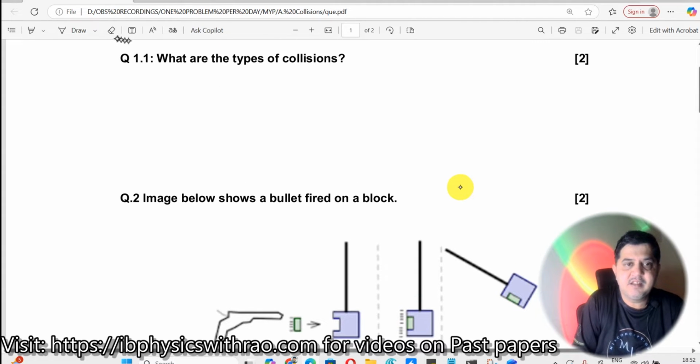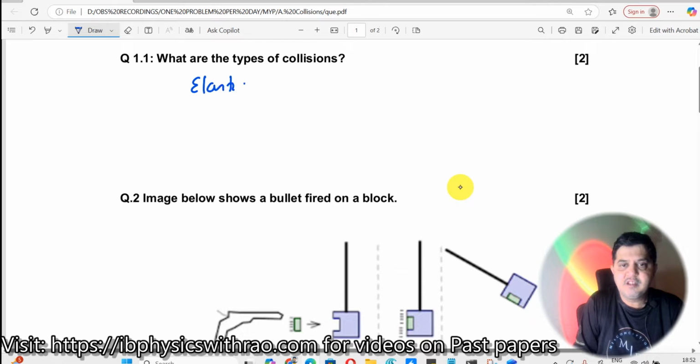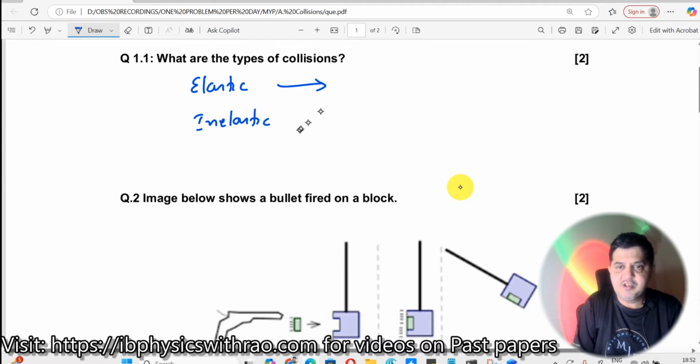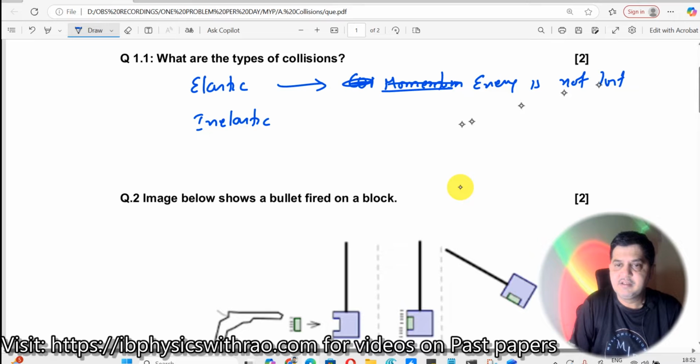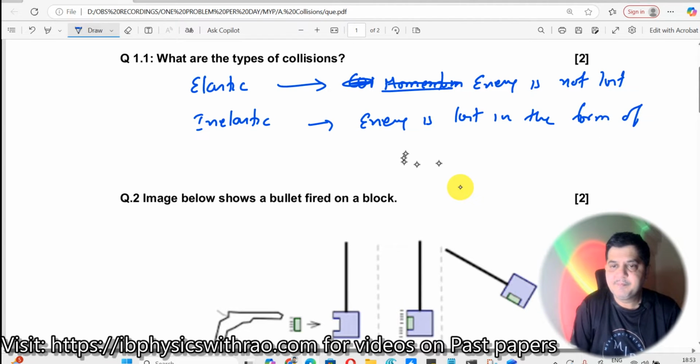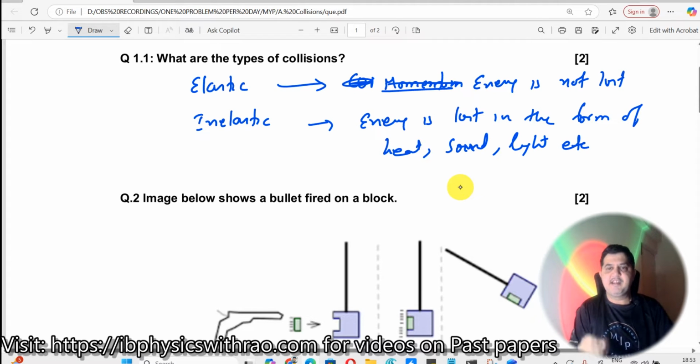You have an elastic collision and an inelastic collision. The elastic collision is one wherein momentum and energy are conserved, or maybe you can write that energy is not lost. And here you can say energy is lost in the form of heat, sound, light, etc. This is what you call the inelastic collision.